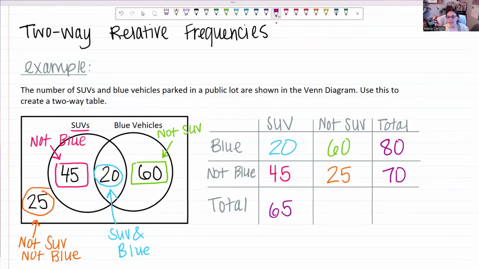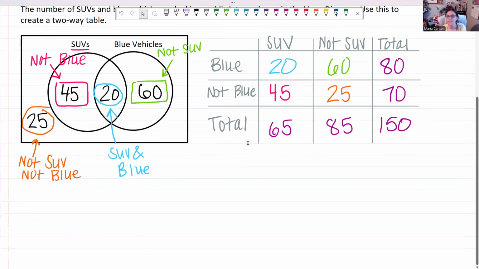And then if we're looking at the not SUVs, I have 60 blue not SUVs and 25 not blue not SUVs. So let's see, 60 plus 25 is 85 overall. Now, if I add up the totals, 80 and 70, blue versus not blue vehicles, and if I add up the SUVs and not SUVs, they should all add up to the same amount, which would be 150. So this is what we call a two-way table. I'll write that here. This is a two-way table.